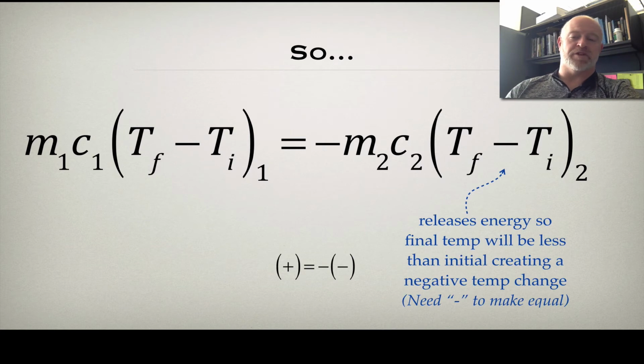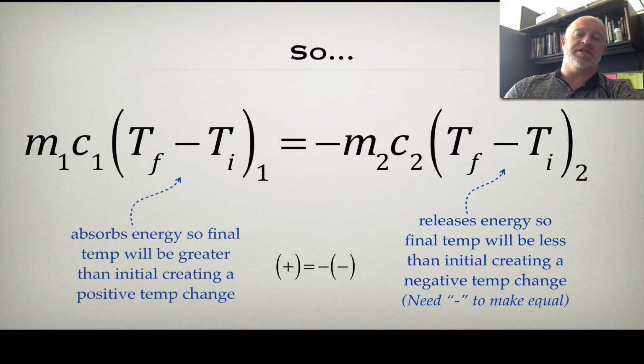Now, what that means for us is because we are releasing energy, the final temperature here will always be smaller than the initial. So this will always be negative. That's why we take the opposite of that, so two negatives will then equal a positive. On this side, we're always absorbing energy, so our temperature final will always be greater than our temperature initial. As a result, we're going to have a positive side over here.